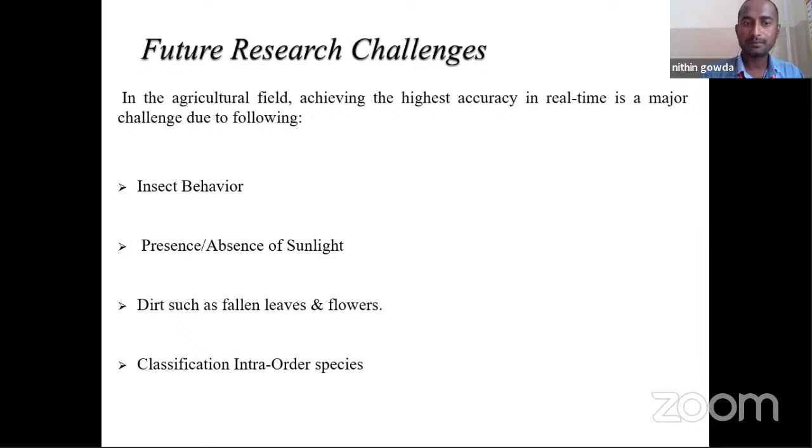That's also one challenge. And there might be scenarios where the device you're going to use for classification or identification has some fallen leaves and flowers. How are you going to ignore them? For example, just for your information, there are some insects which look like grass, like a fallen leaf, like a fallen flower. How are you going to identify them? That's also a challenge.